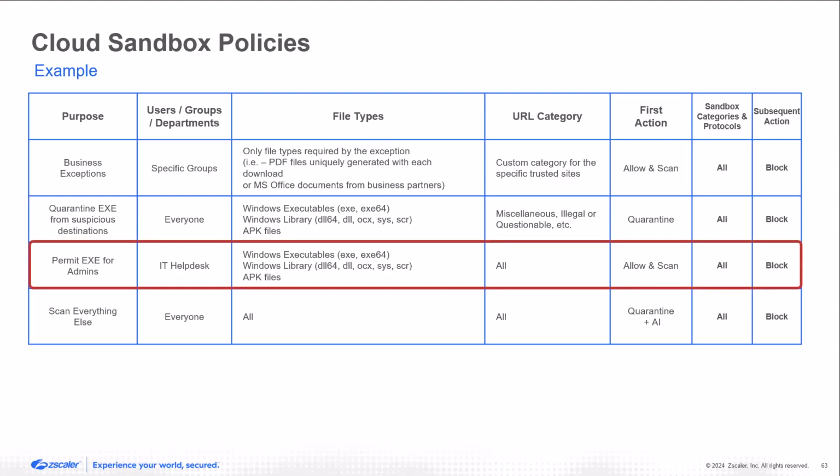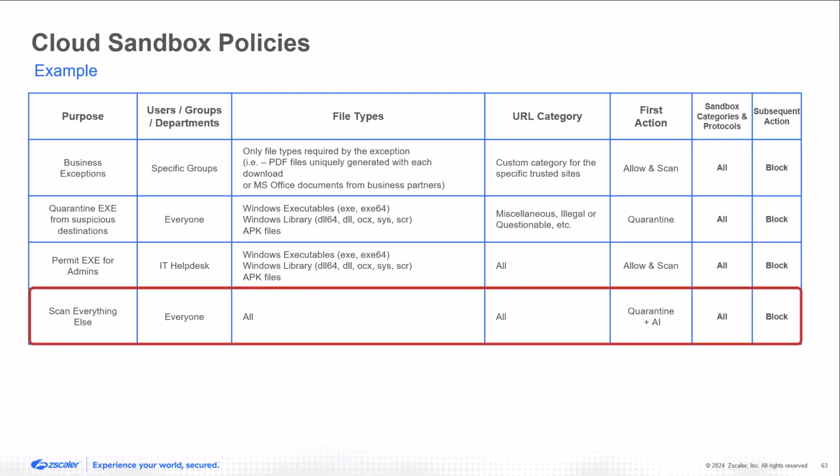The next rule is to permit exe for administrators. This is the IT help desk group, because these are the folks who are constantly patching and updating systems and domain controllers and installing new Windows updates. For those specific individuals, we do want to allow and scan. Yes, we want to scan all these files, but at the same time, we do want them to download these right away to make sure that productivity does not suffer.